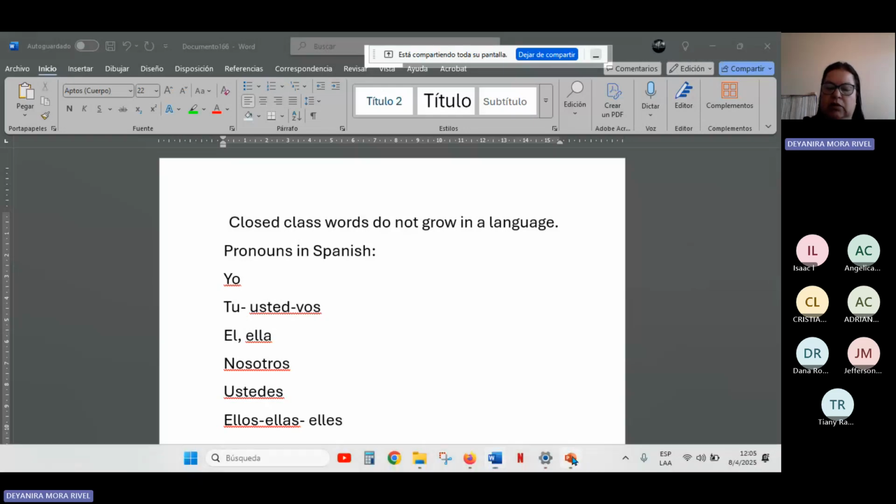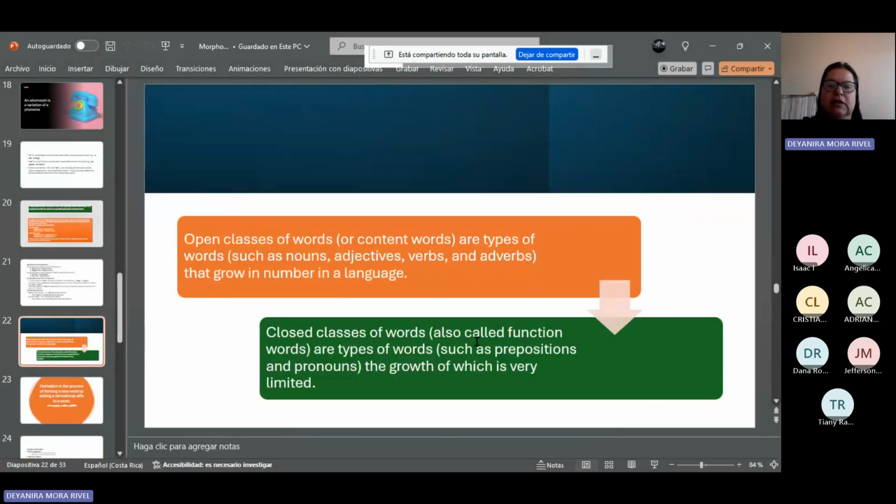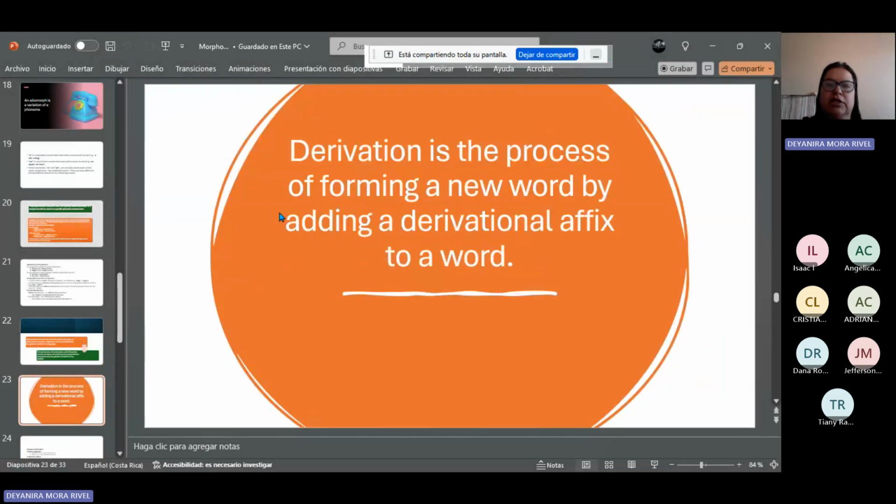Okay, so let me go back to my PowerPoint. Okay, so let's go back to derivation. So a closed class, we said that closed classes are function words like prepositions, pronouns, and that they don't change. Open class words, content words like nouns, adjectives, verbs, and adverbs can change. So one way that this can be done is through derivation.